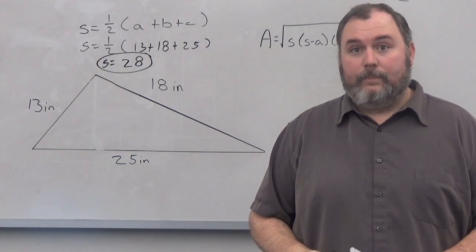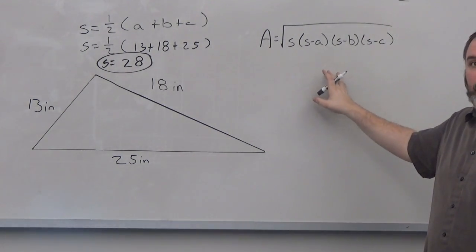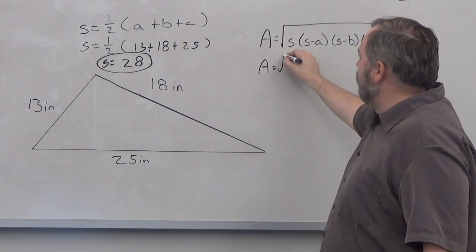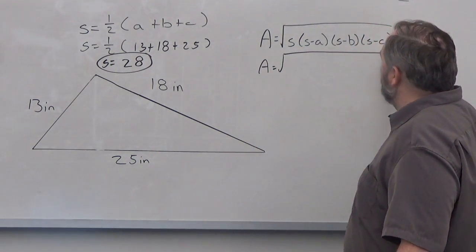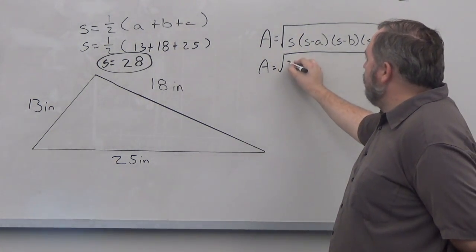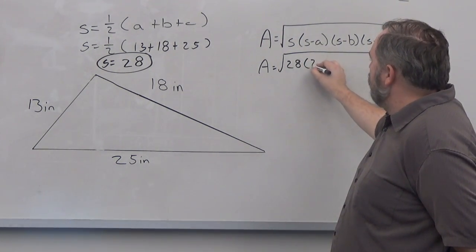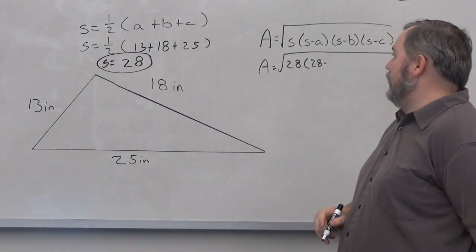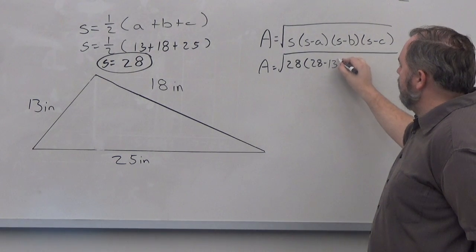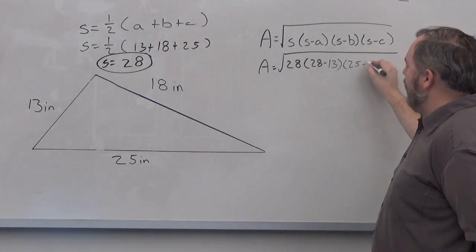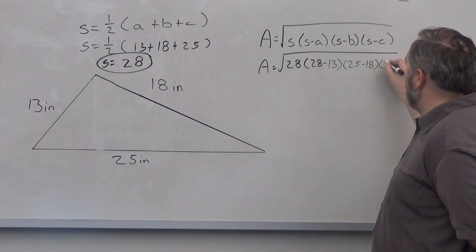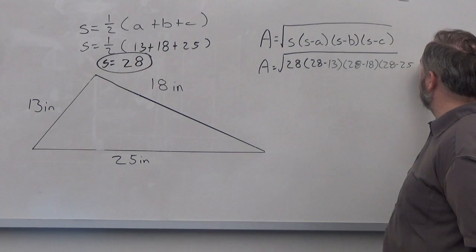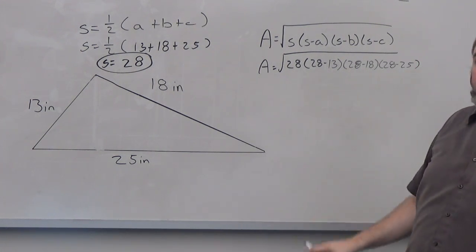Now that we know that, we can basically plug it into our area equation. So area is equal to the square root. Now we're going to plug it all in. S is 28. 28 minus, well, we're just going to say this is A, this is B, this is C. We're going to say 28 minus 13 times 28 minus 18 times 28 minus 25. All right, now we're going to keep working this out.